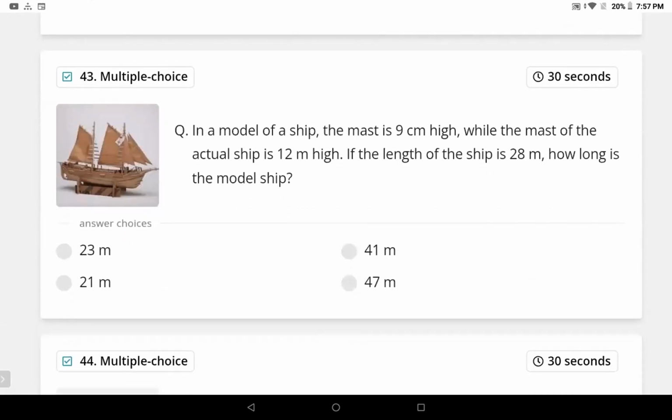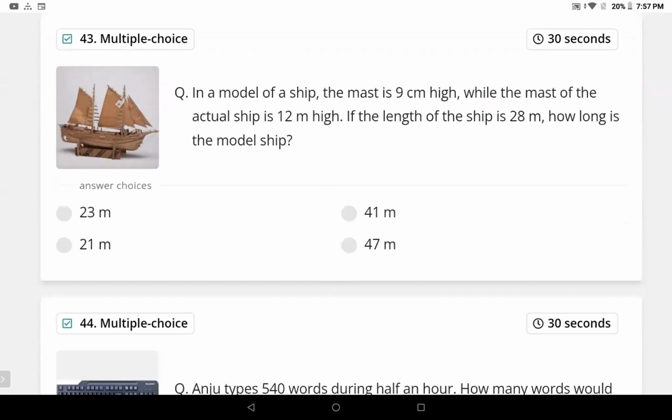Next question. In a model of a ship, the mast is 9 centimeters high, while the mast of the actual ship is 12 meters high. If the length of the ship is 28 meters, how long is the model ship? Is it direct proportion or indirect proportion? If one is decreasing, the other is also decreasing. It's direct proportion. So can you make a proportion here? Find the value of x, the unknown. 28 by 9, so here 21.